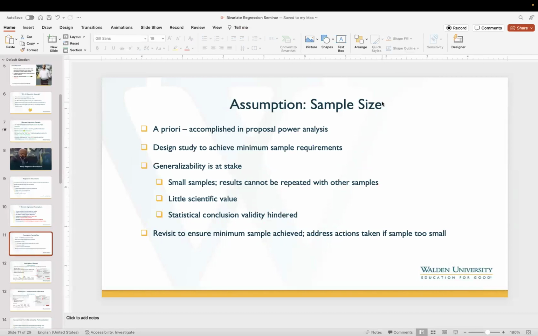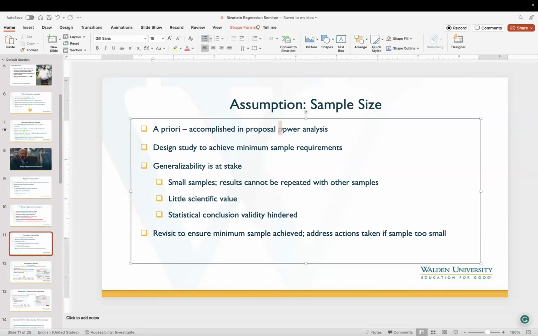Now, what you do is that when you're designing your study, once you know your parameters, you're able to use software to determine what the minimum required sample size is, okay? And we won't get into that, but you would do something called a power analysis. You've probably heard of that term before.